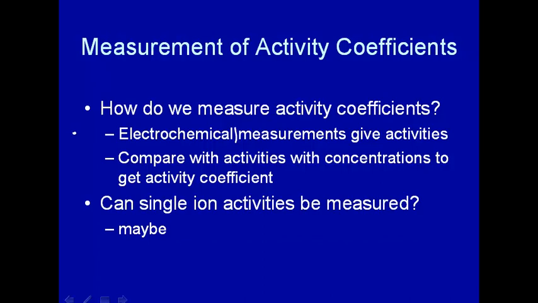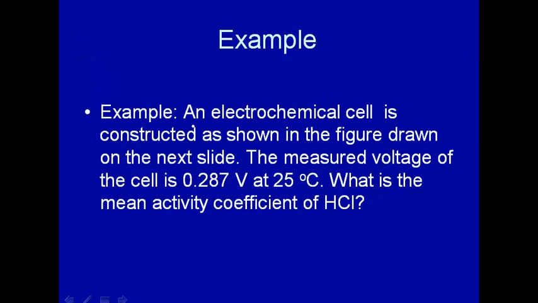An easy way to do that is to use electrochemical measurements. Because with electrochemical measurements, what you get are activities. Electrochemical measurements will always give you activities, and then you figure out how much concentration you had to add to the electrochemical cell to get that activity, and then the ratio of those will just be the activity coefficient. All right, and I'll return to this point in just a second, but let's do an example.